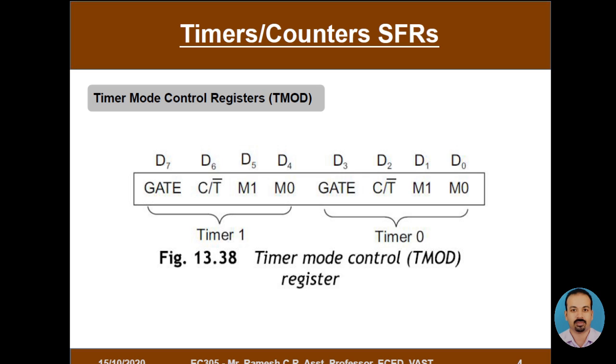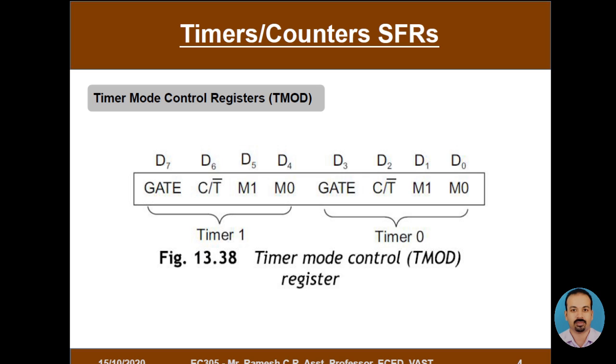Now we have one more bit, that is the gate bit, corresponding to D3 and D7. The gate bit in D3 corresponds to timer 0 and the gate bit in D7 corresponds to timer 1. This is a bit which gates the clock signal at which the timer keeps on counting. By default it will be equal to 0. That means the count value that is stored in the timer count register will be incremented with respect to the internal clock frequency.